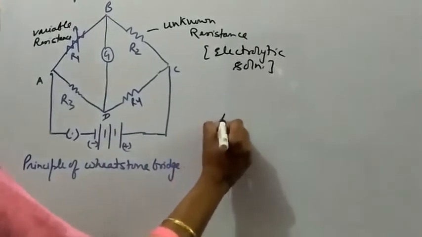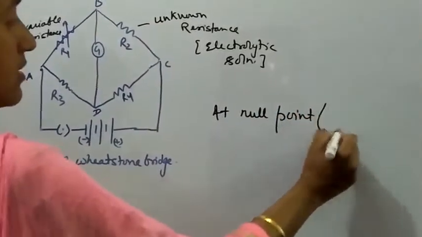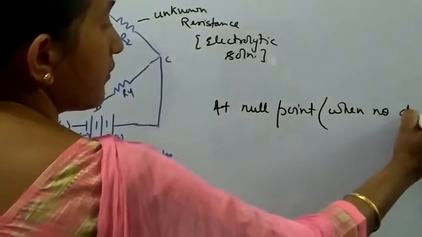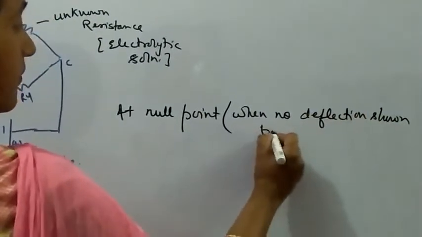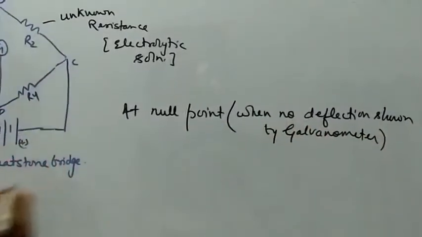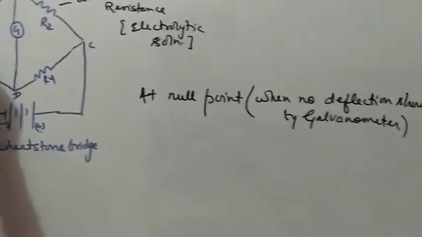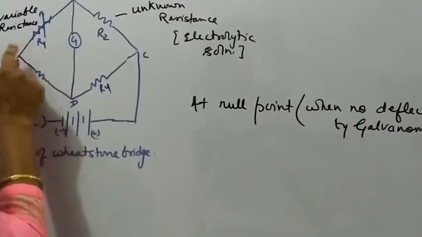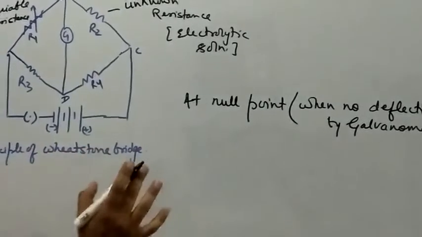Now at the null point, that means when no deflection is shown by the galvanometer. Now, how will it be possible? We will just be changing the resistor in the variable resistance. For a particular value of resistance here we will get a null point where the galvanometer will not show any deflection.